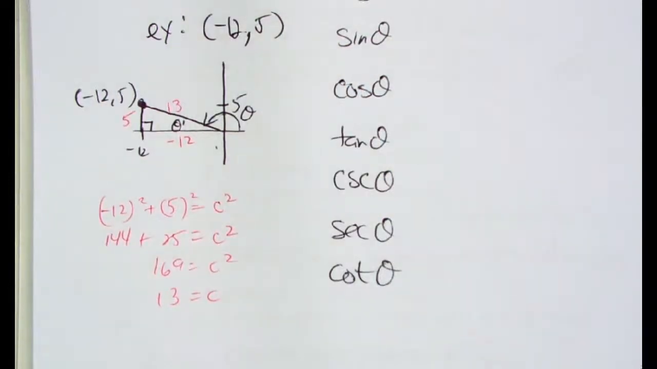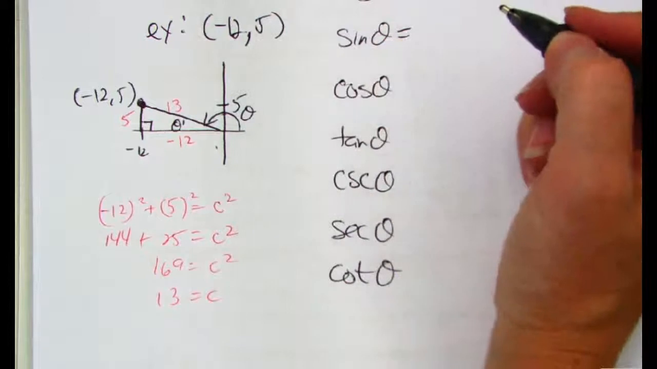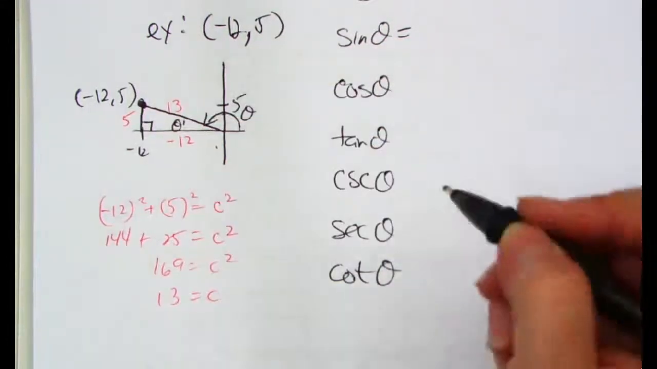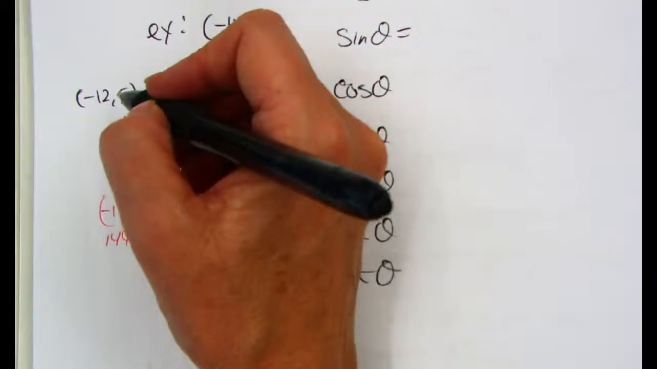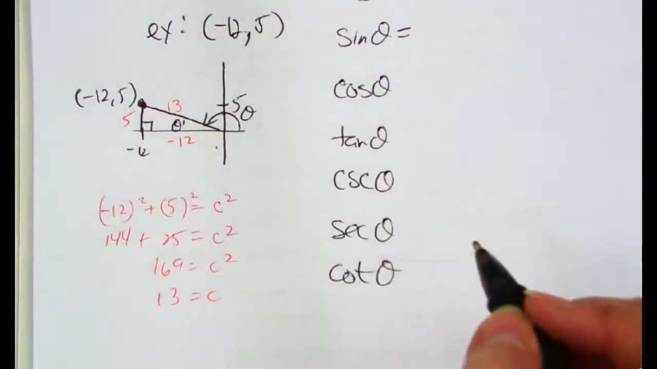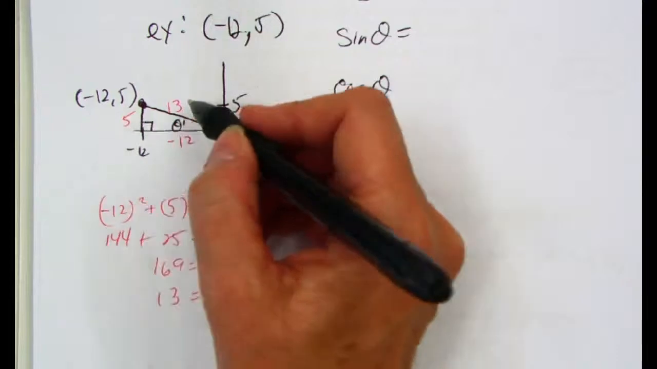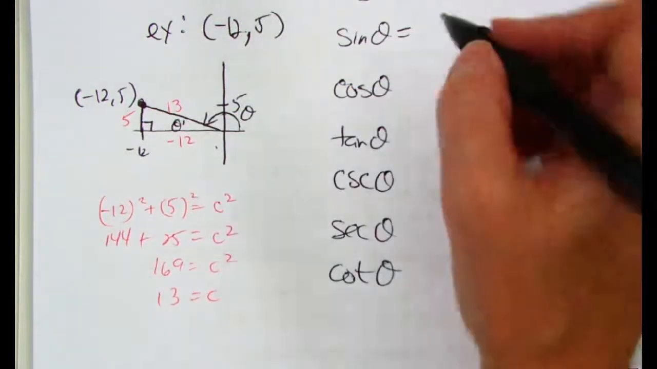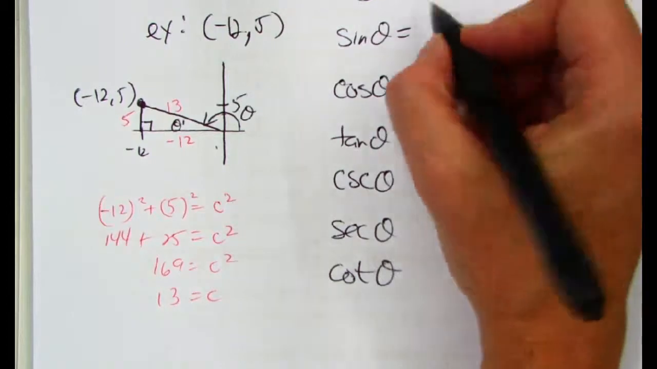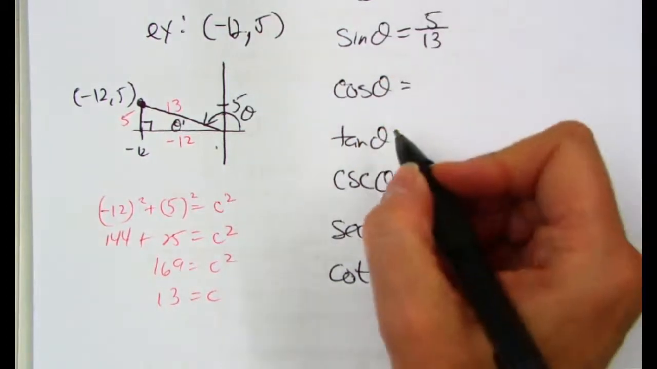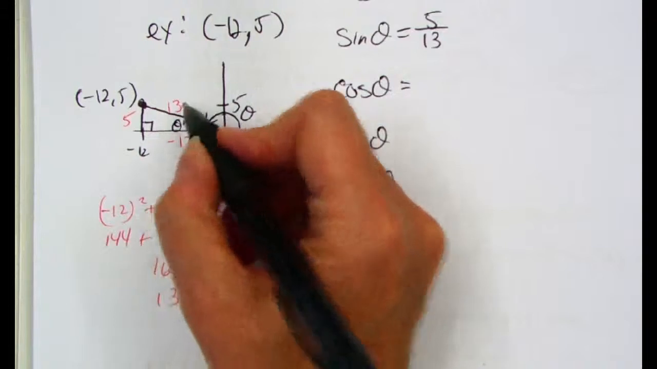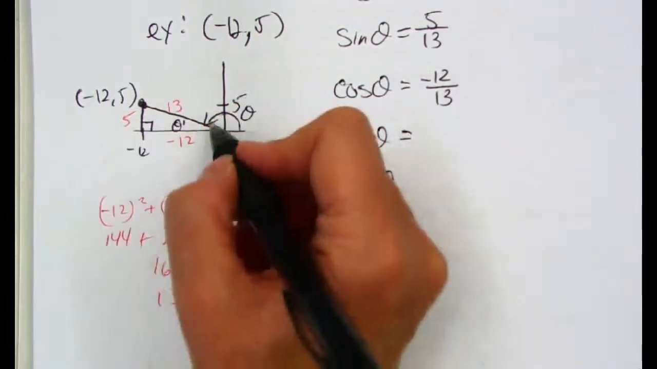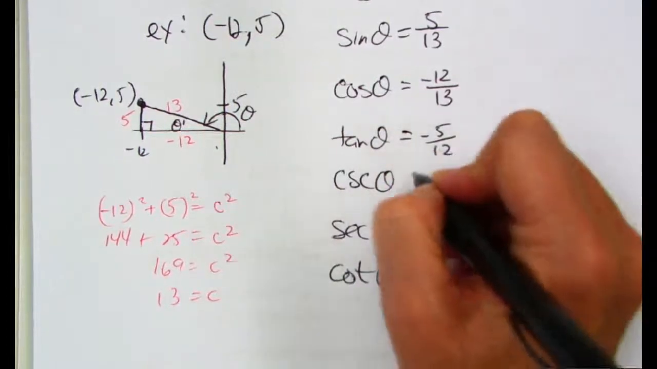Now I'm ready to do all of this. Sine is now not just the y height. I am off the unit circle, so it is not just 5. Year after year, students will tell me 5. I'm not on the unit circle, and sine is still opposite over hypotenuse; it's just that in the unit circle, hypotenuse happens to be 1. So what is sine in this one? 5 over 13. Cosine is adjacent over hypotenuse, negative 12 over 13. Tangent is opposite over adjacent, negative 5/12.